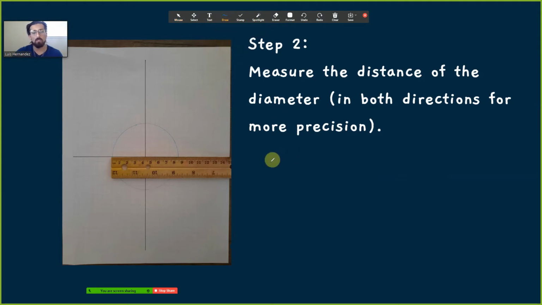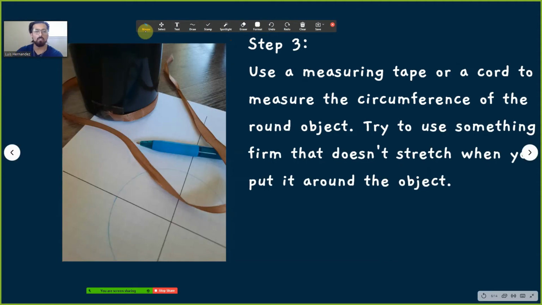I found the diameter of this object was 8.5 centimeters. If you're wondering what the diameter is, it's a line that connects 2 points on the circumference and passes through the center of the circle. Step number 3 is, with the measuring tape or a cord, you have to measure the circumference, which is the line that surrounds this circular figure. And I try to use something firm that doesn't stretch when you pull it. So I'm trying to be precise with my measurements.